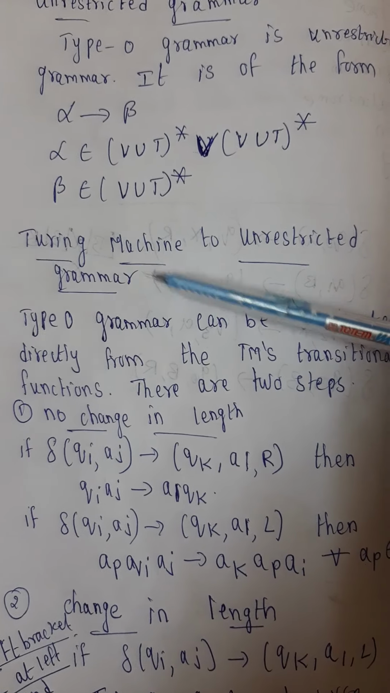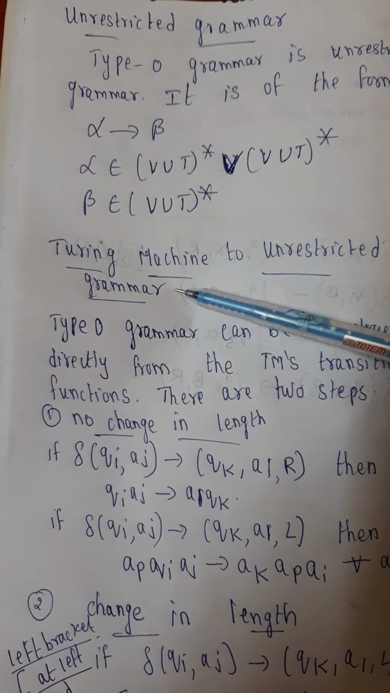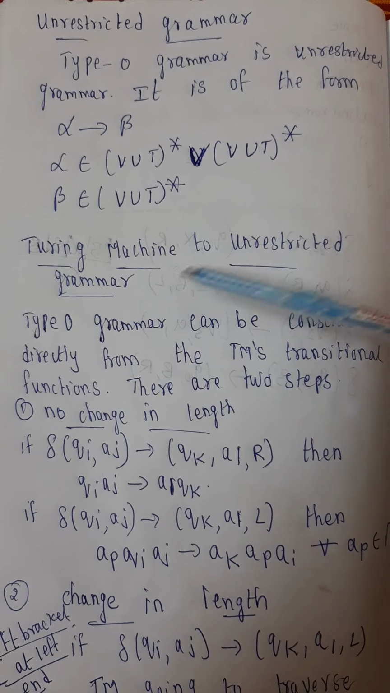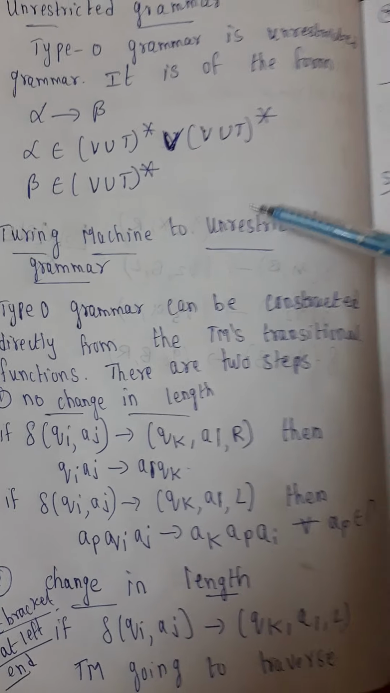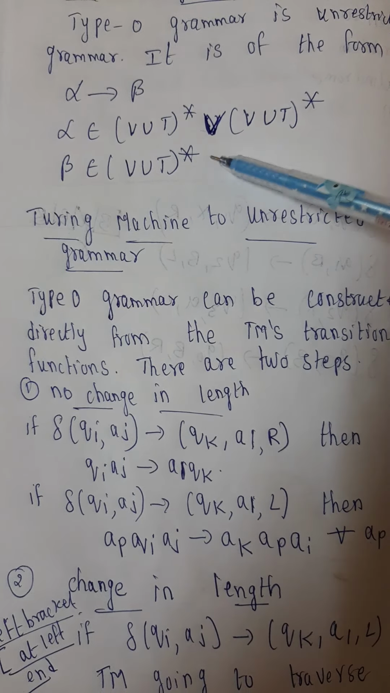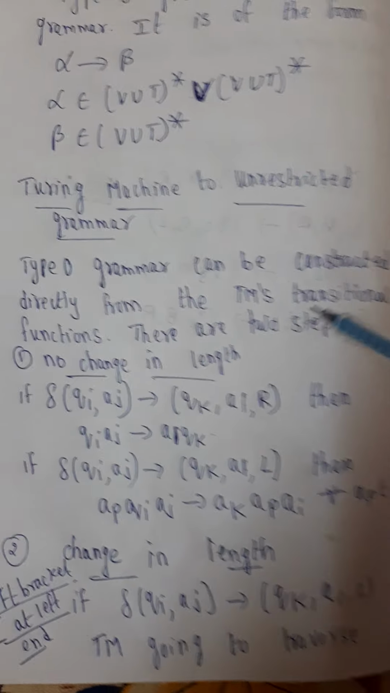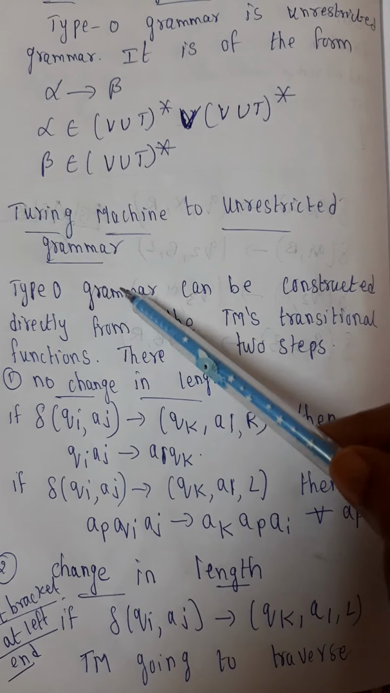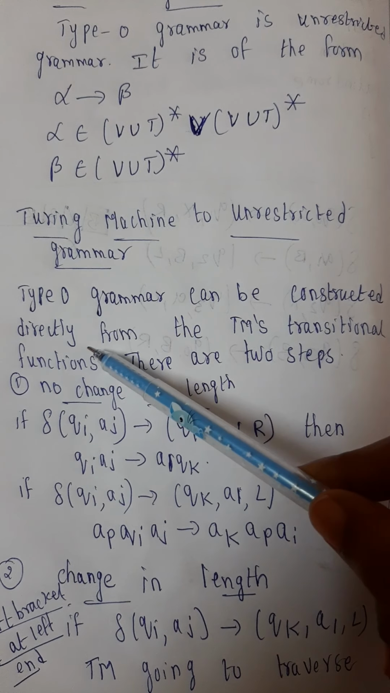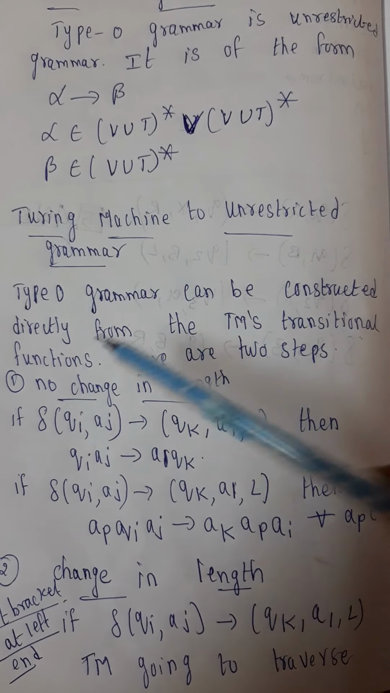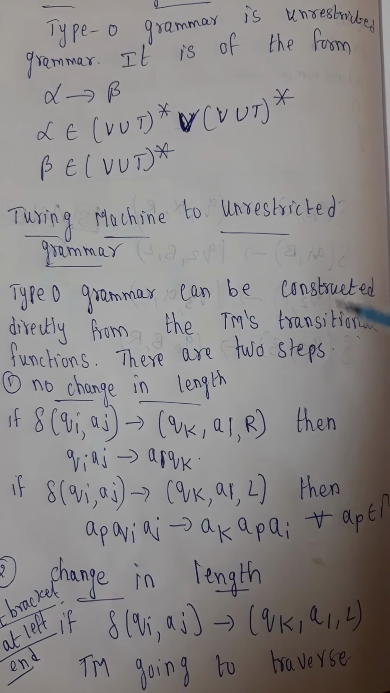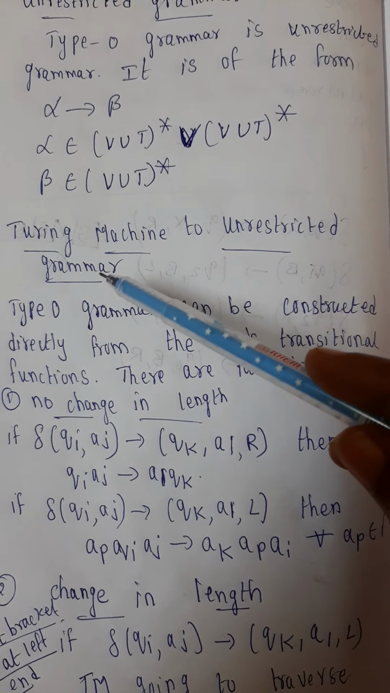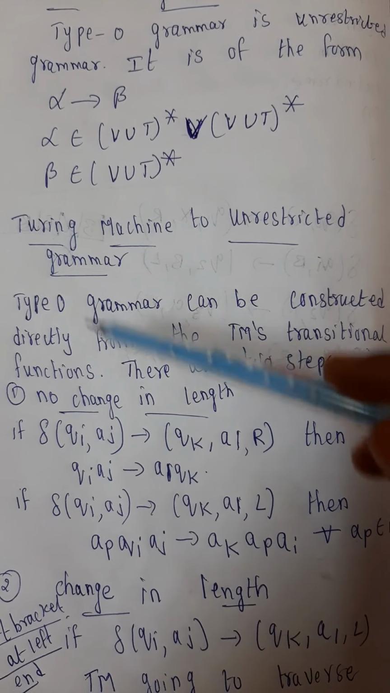So you will be given the transition functions for the Turing machine, and that Turing machine we have to convert into the unrestricted grammar. This is the form for unrestricted grammar. Type 0 grammar can be constructed directly from the Turing machine transition functions, just as I said. We can convert directly from the Turing machine transition function.